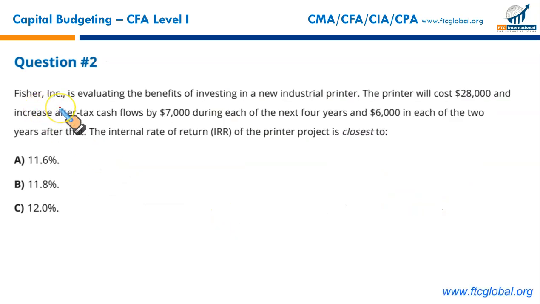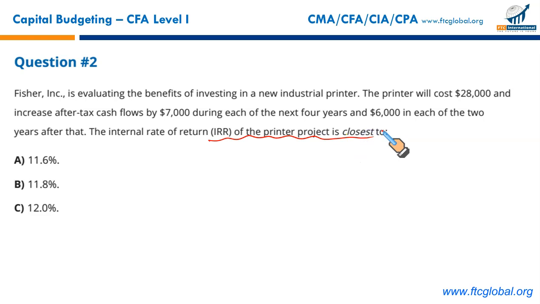Fisher Incorporated is evaluating the benefits of investing in a new industrial printer. The printer will cost $28,000 and increase after-tax cash flows by $7,000 during each of the next 4 years and $6,000 in each of the 2 years after that. The internal rate of return of the printer project is closest to what?